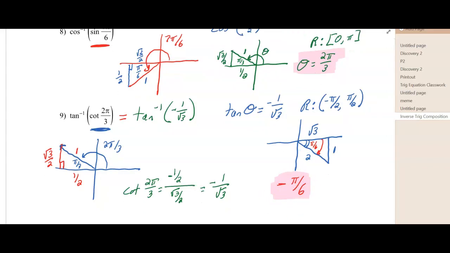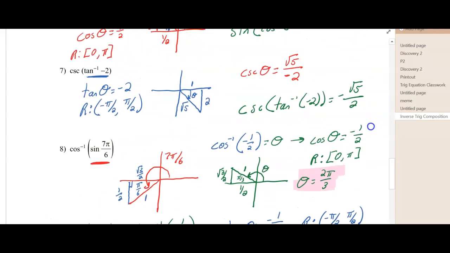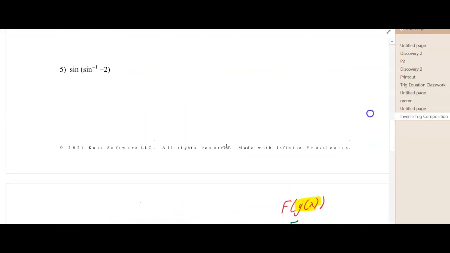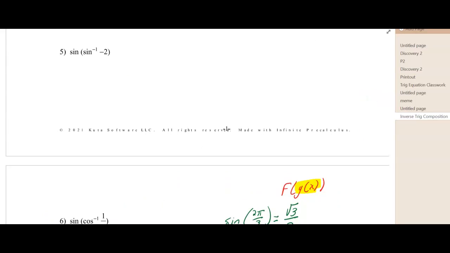At this point, I'm going to spiral back up to problem number 5. Again, if you want to pause the screen and try it on your own, you may. So we always start with the inside function. So this means the sine of some angle is equal to negative 2.